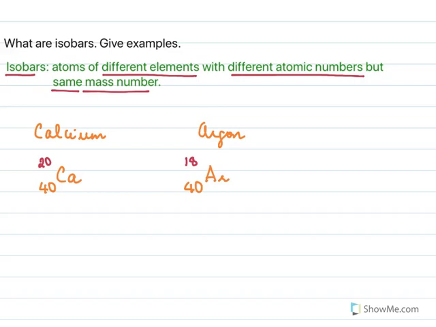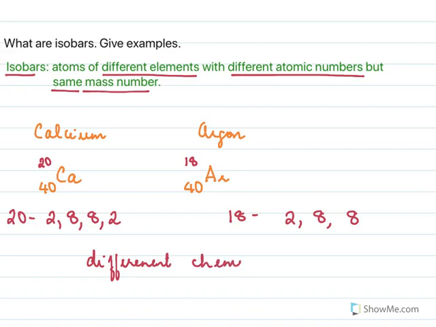Now just to bring to your notice, their properties will be different. Chemical properties will be different because in calcium it is 20, so the distribution of electrons is 2, 8, 8, 2, right? And argon is 18, so it will be 2, 8, 8. So different chemical properties.